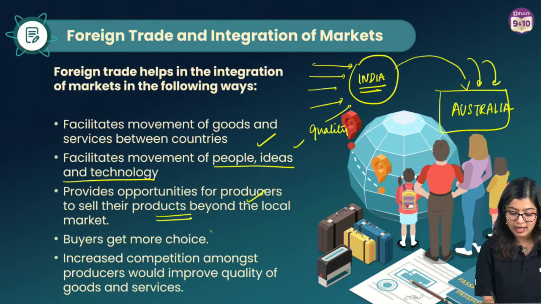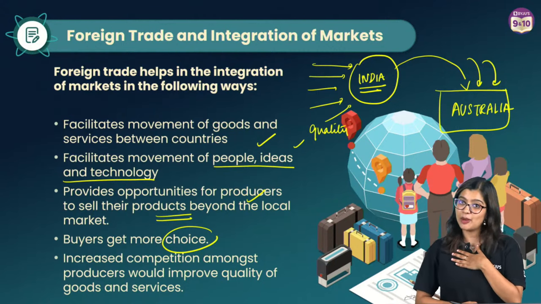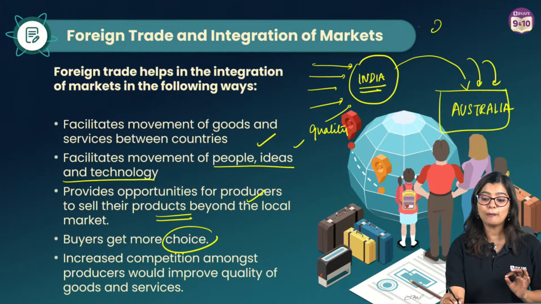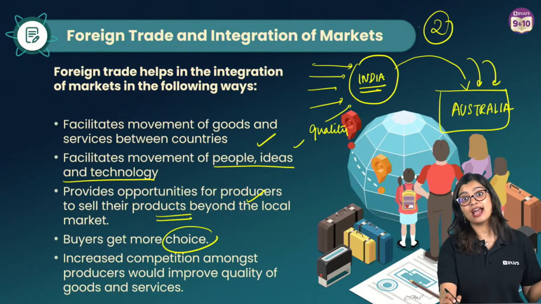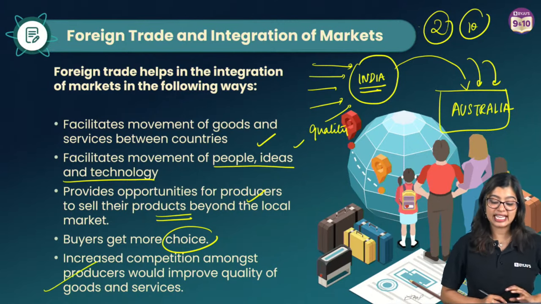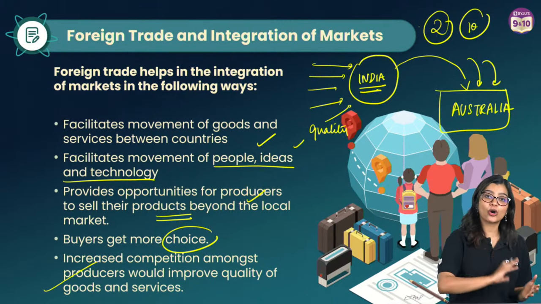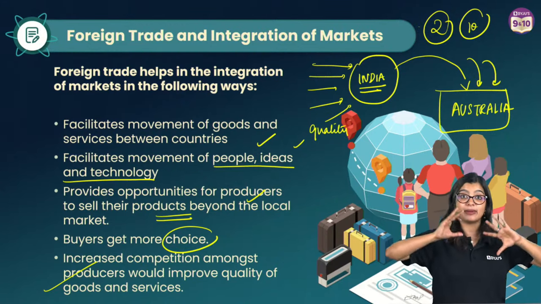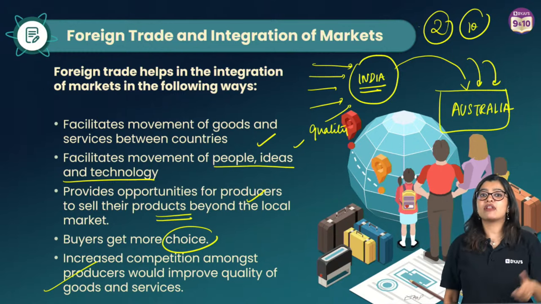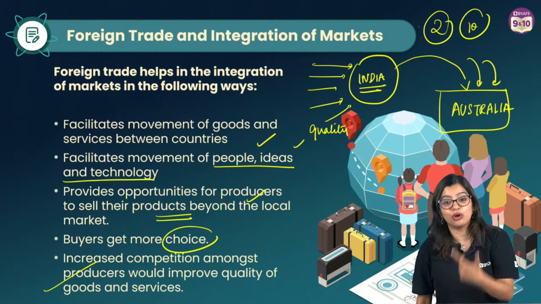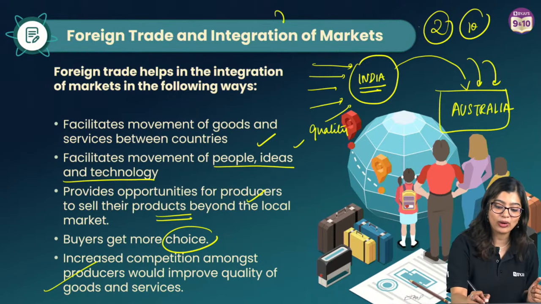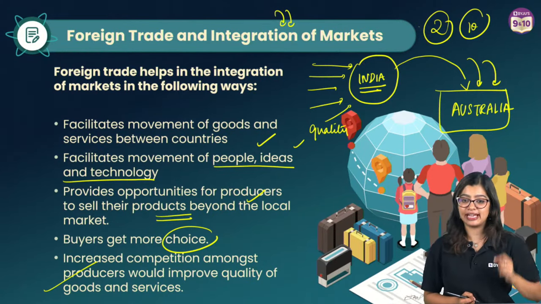Which means what will happen? Me as a buyer, I am the buyer here. I have more choice. Instead of choosing from two brands, I have options to buy from 10 brands, right? So there is increased competition between products, more competition between brands. Everybody will strive to make a better version so that I buy what they are making, right? So that's how integration of markets plays a very important role.